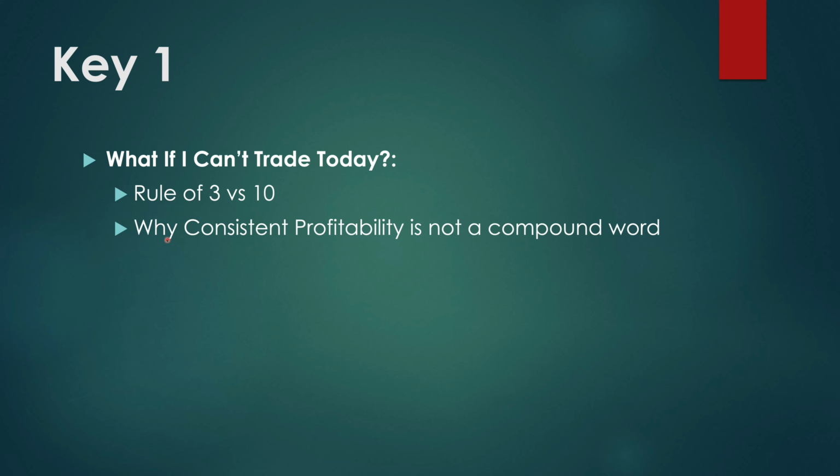Now, the second component we need to discuss is why consistent profitability is not a compound word. Now, you may be thinking, obviously, it's not a compound word. It's literally two words next to each other, Maurice. But think about it. If you're trading, in order to be consistent, that for the most part is completely separate from being profitable. In order to be profitable, that's completely separate from being consistent. So let's talk about it. Being profitable can technically just mean that maybe you made one huge trade and then that's basically it. But that doesn't mean you're consistent.